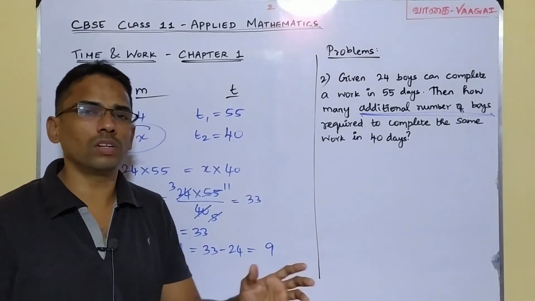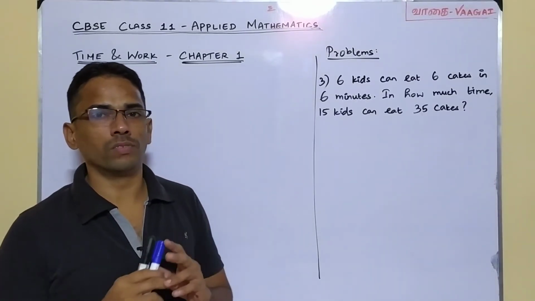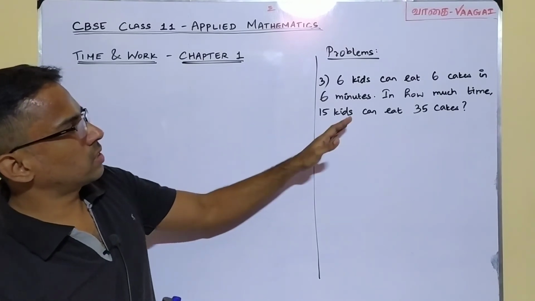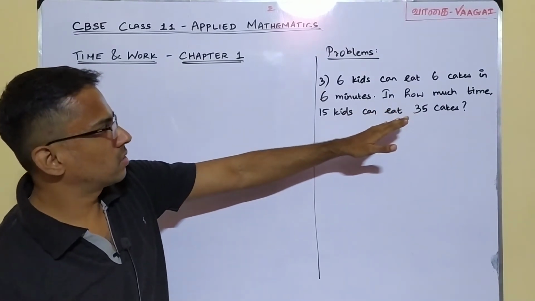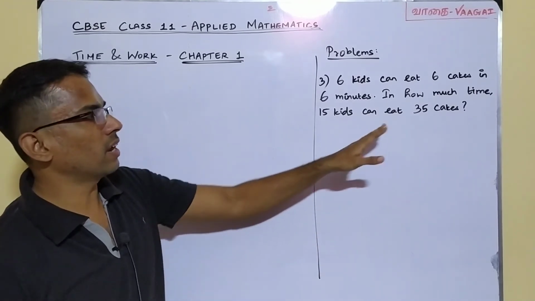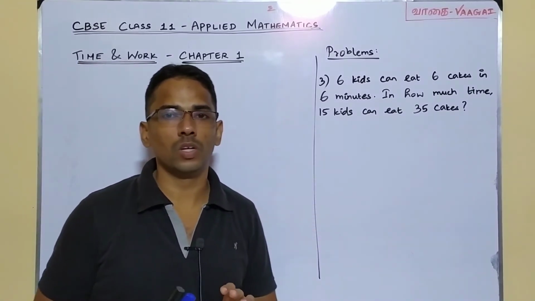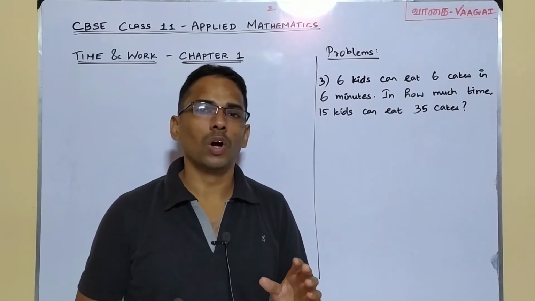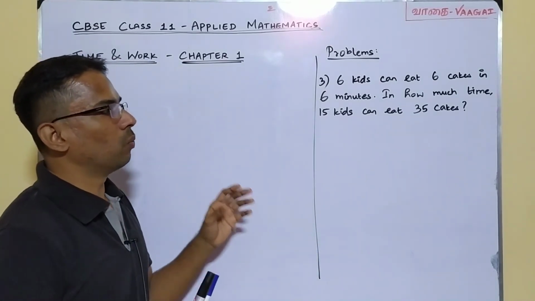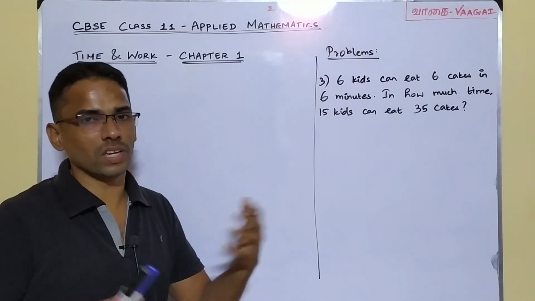9 is going to be the answer for this second question. This is our last question of this session, question number 3. Our question is: 6 kids can eat 6 cakes in 6 minutes. Then in how much time can 15 kids eat 35 cakes? So, a very interesting question. You would have seen this question very commonly, and now we are going to work it out with the concept that we have seen earlier.